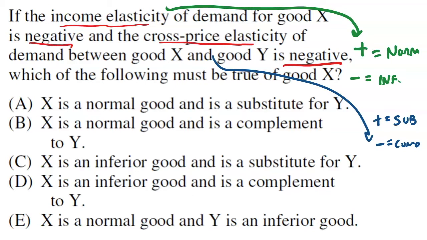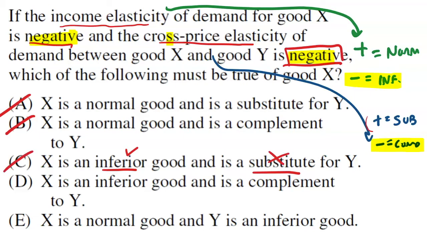If it's negative, it's a complementary good. And so here, we're going to say both these coefficients, because the question tells us, are negative. So for income elasticity, if it's negative, it's an inferior good. For cross price elasticity, if it's negative, it's a complementary good. So we're looking for the answer choice that is inferior and complement. So is X a normal good? Nope, incorrect. Answer choice C is an inferior good, but is a substitute. But remember, for a substitute it has to have a positive coefficient, but we know it has a negative coefficient here. So this is incorrect, so it can't be C.